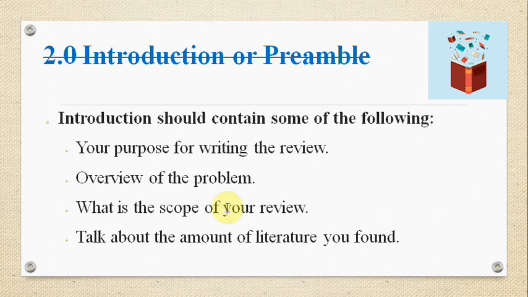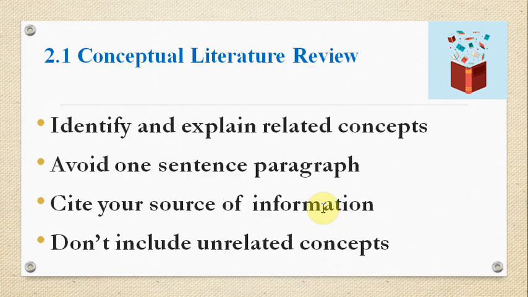And then, what is the scope of your review? In most cases, when you have finished your literature review and you are writing this chapter, you may want to tell the number of theories you reviewed or something like that, or that you reviewed empirical work within so and so period. So you're talking about the amount of literature you found. So these are just basic lines, maybe 2, 3, 4 sentences to introduce that chapter, and then you enter into the next section, which is the conceptual literature review. Basically here, what you do is to first identify all the related concepts.